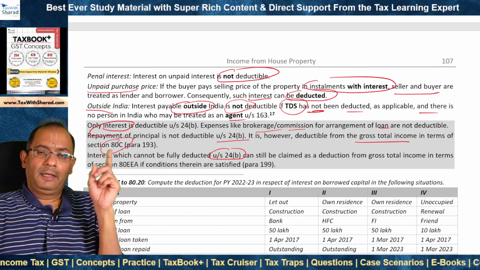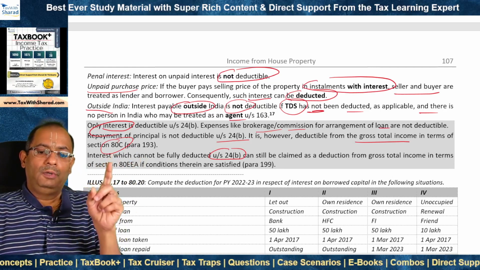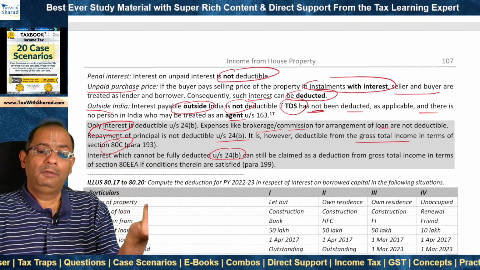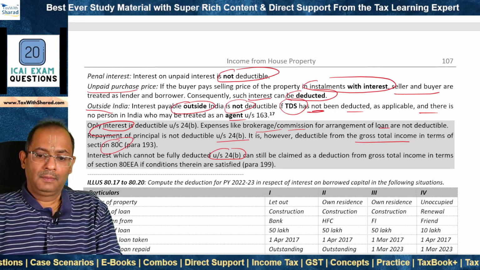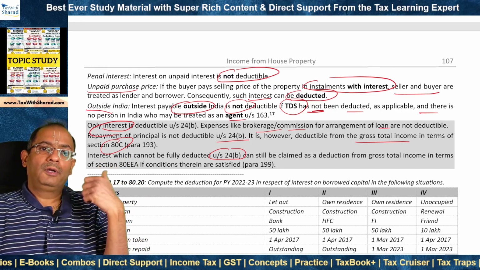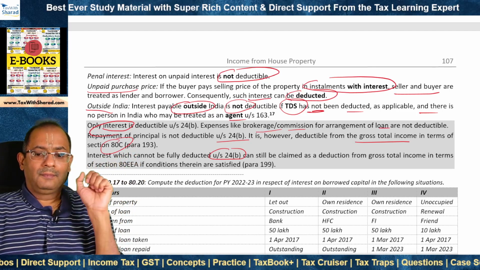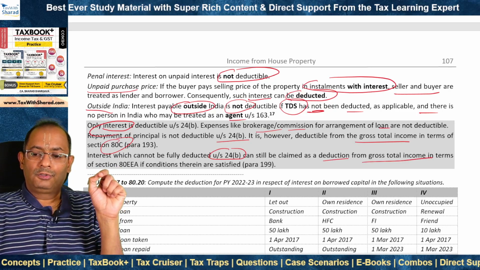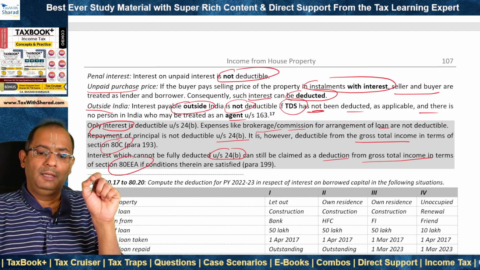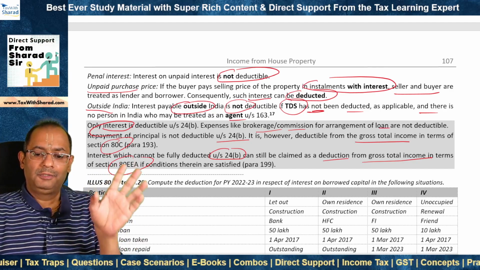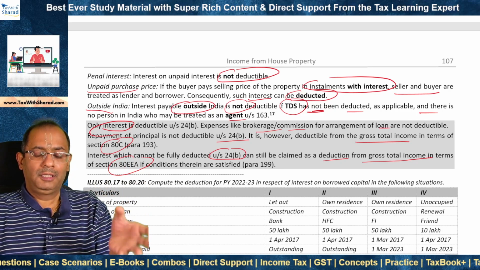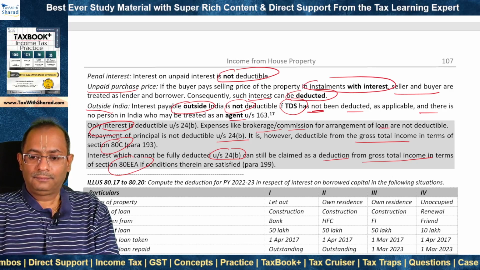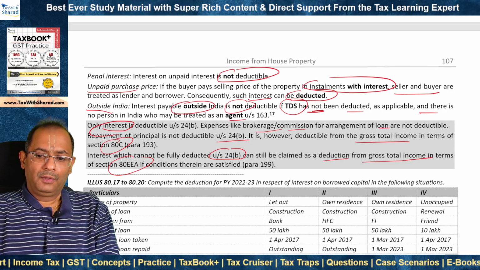Now, since there is a limit in the case of SOP or UOP of 30,000 or 2 lakh, there is likely a situation where interest payable is more than this limit, and therefore interest cannot be fully deducted under section 24B. So, is there an option to claim the deduction of that excess somewhere else? That interest can still be claimed as a deduction from gross total income in terms of section 80EEA if the conditions of that section are satisfied, and we will look at that section in detail in the video on deduction from gross total income. So this is about interest on borrowed capital.